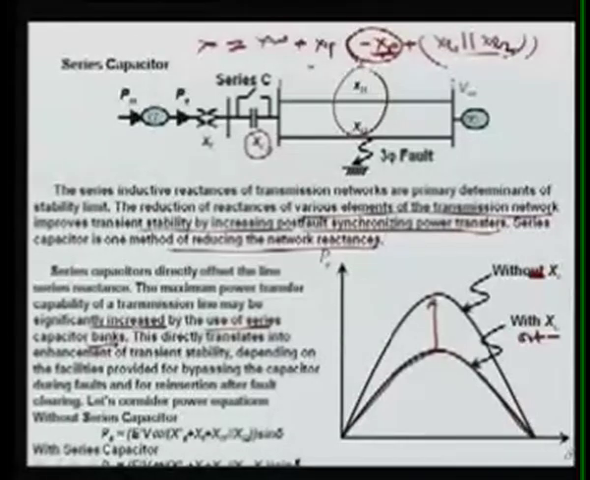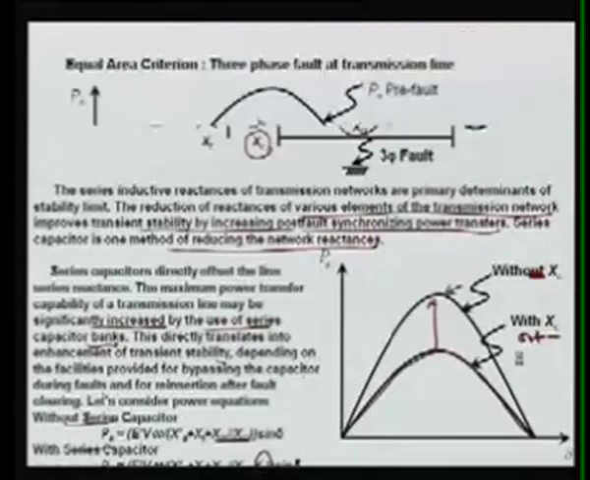This directly translates into the enhancement of the transient stability, depending on the facilities provided for bypassing the capacitor during the faults, and for the reinsertion after fault clearing. Let us consider the power equation without series capacitor and with series capacitor. Without series capacitor, there is no minus XC, but here we have used the XC component as well. So what is happening now? The P here with XC is this one, and without, this is your XC.